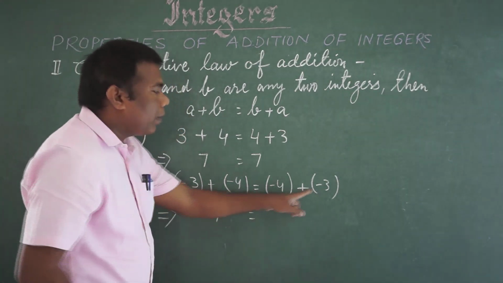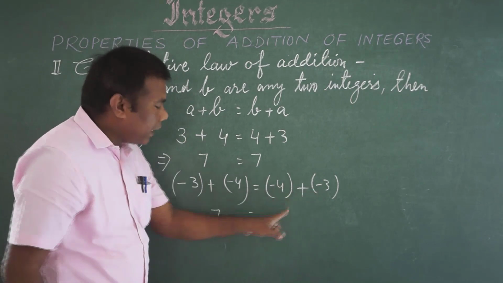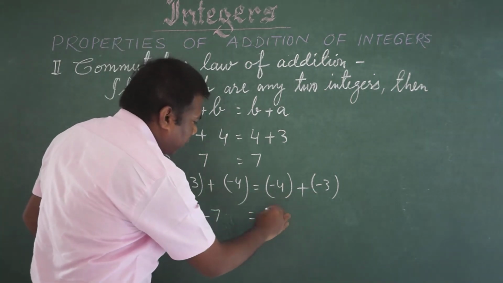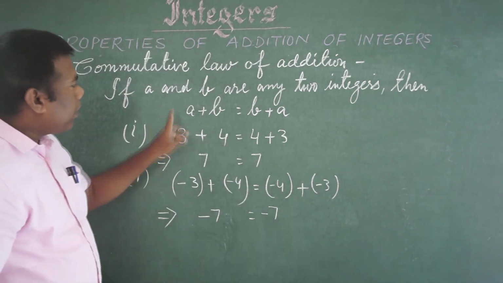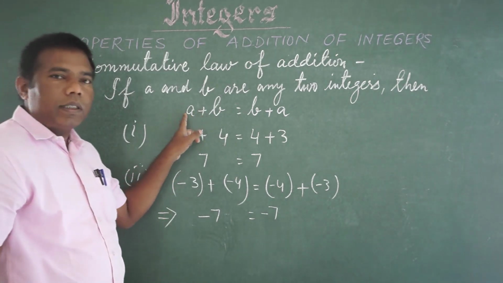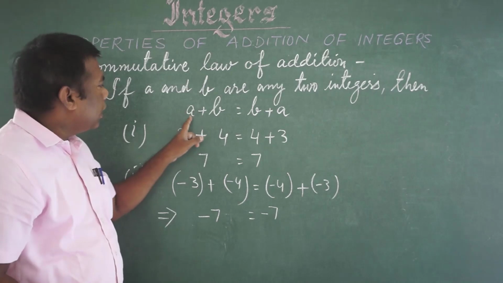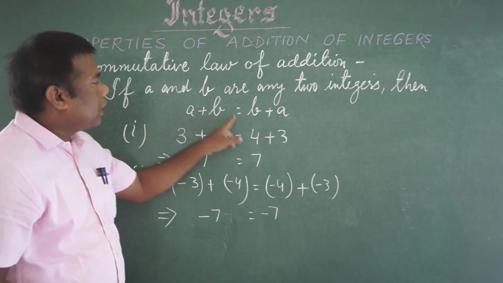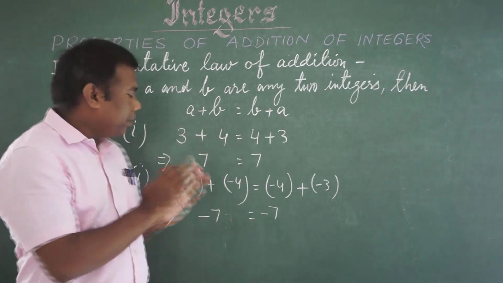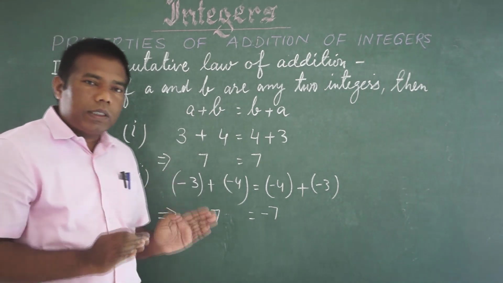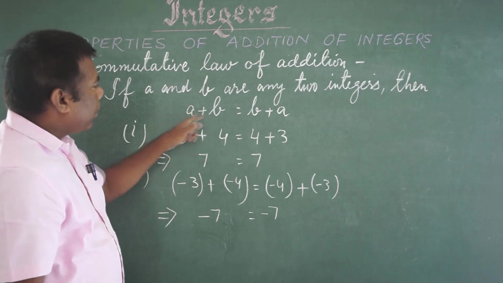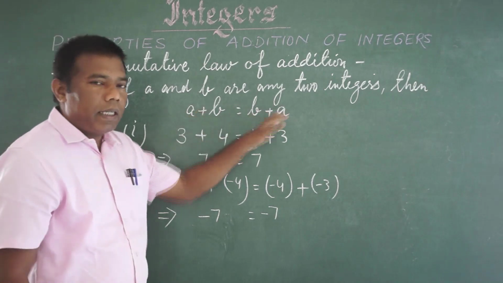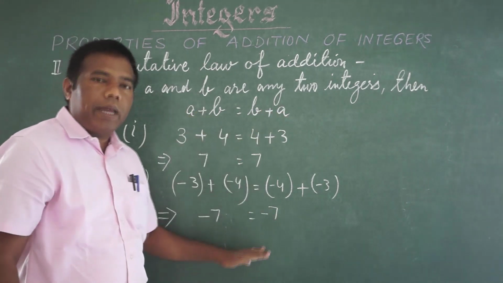And minus 4 and minus 3 again, if you are adding, you will get the same sum, minus 7. It means the sum of any two integers can be written as a plus b is equal to b plus a. It means two integers you have, if you are writing in the form of a plus b or b plus a, the sum will come the same.